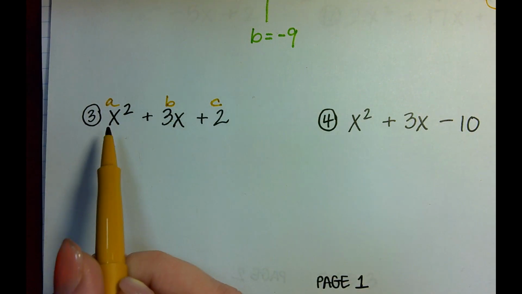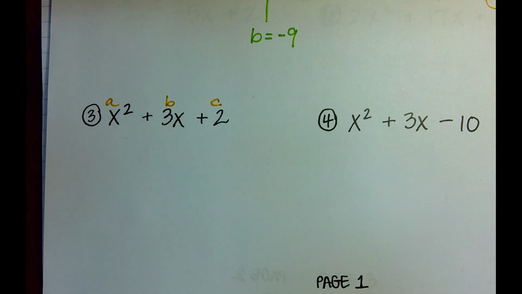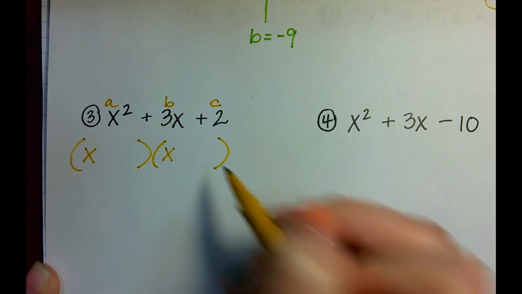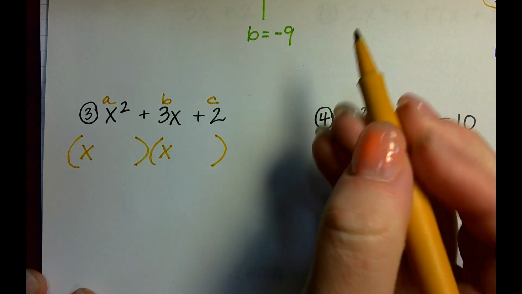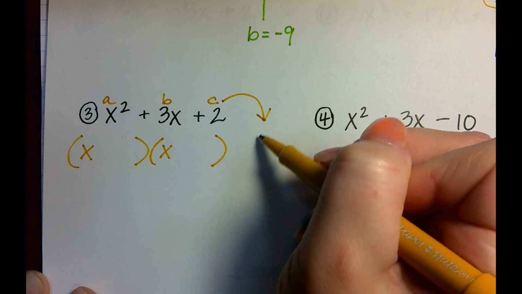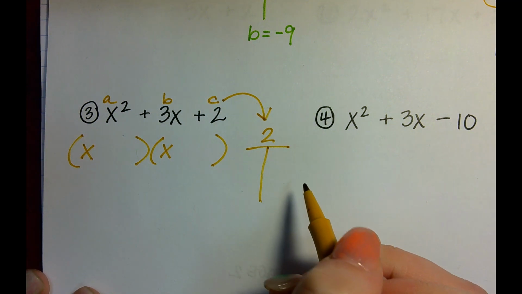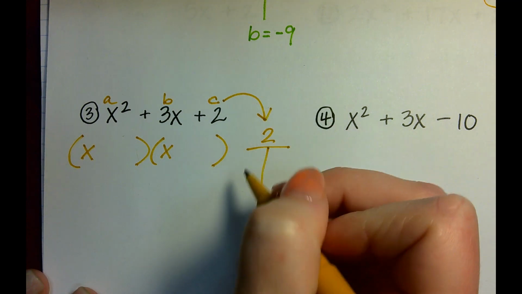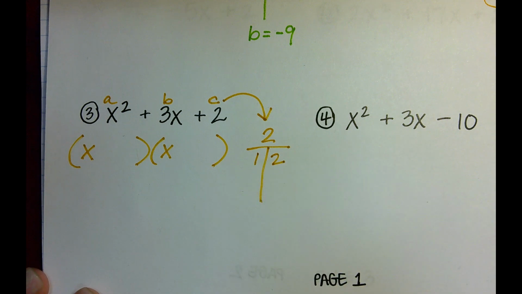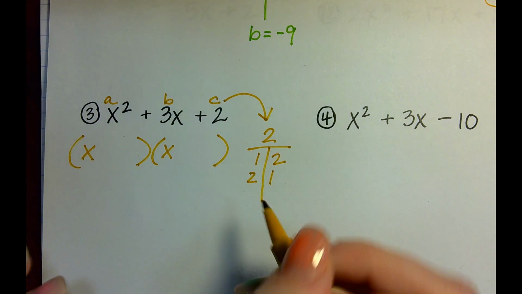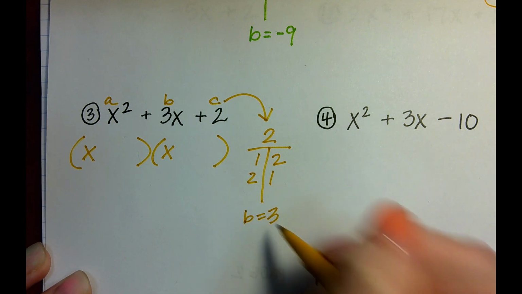So because a is 1, just like the last two, what do our factor pairs, our binomials, look like? X and x. Good. And where do we go from here? Factors. Factors of c, of 2. There's really only one option here. 1 and 2. I guess you could also do 2 and 1, but that won't change our answer here. What do these need to add up to? 3. Our b is 3.